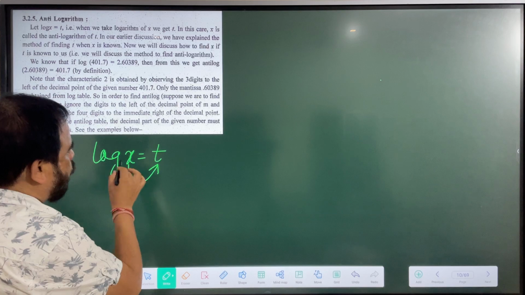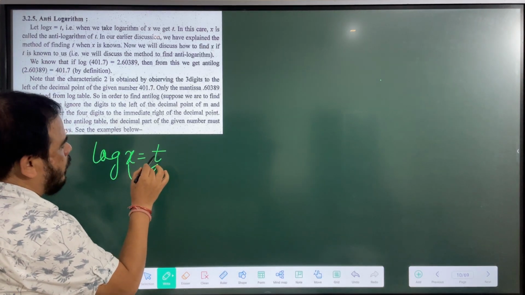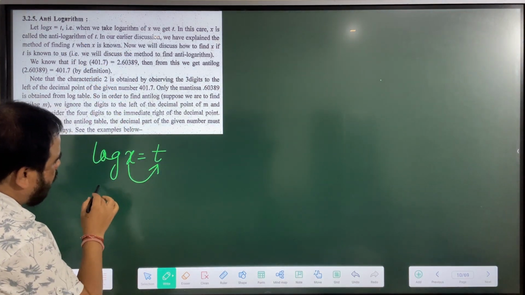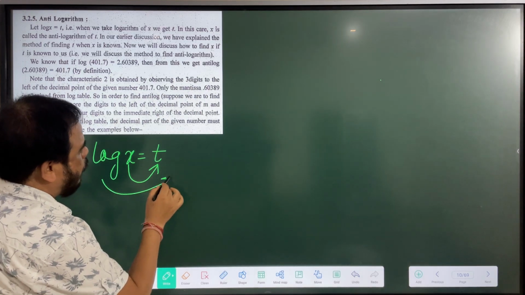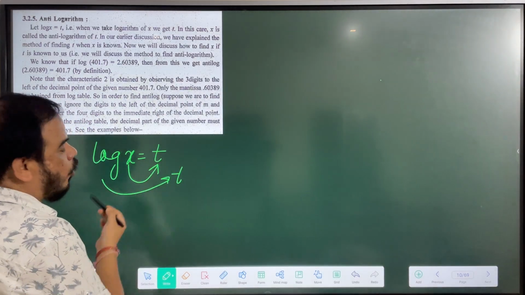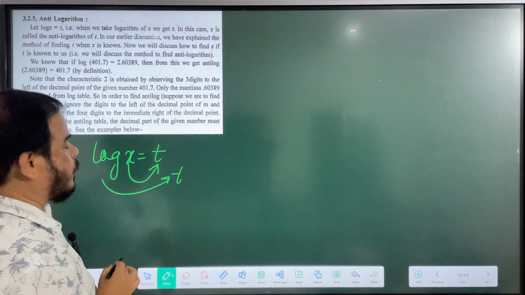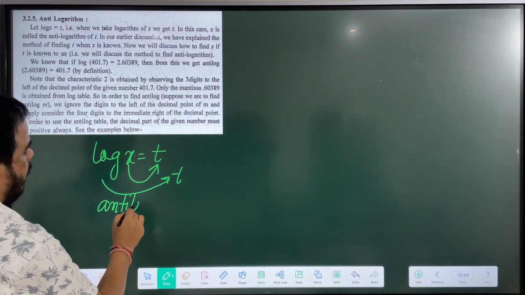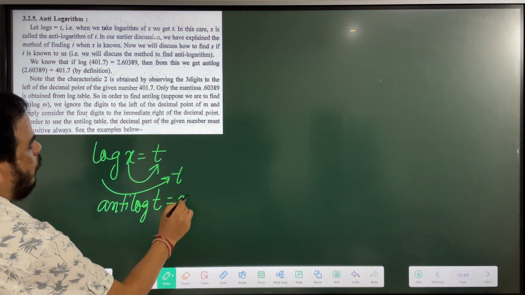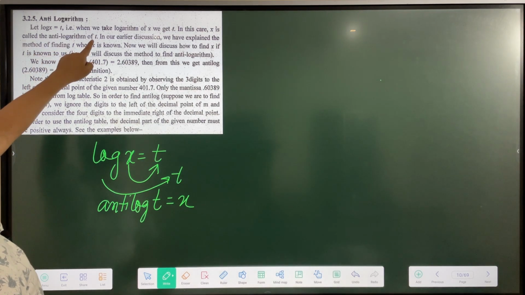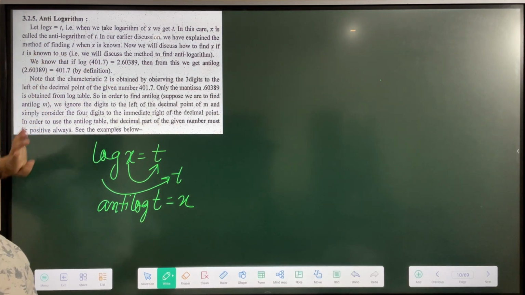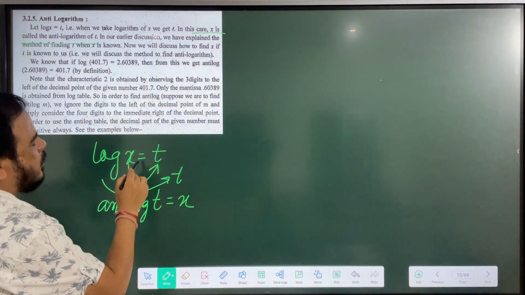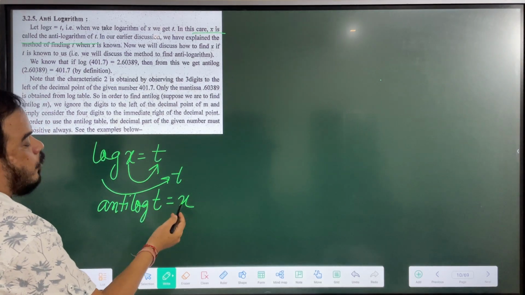So how do we read this one? Log of x equals t. If we read it in the opposite direction, then we read it as anti-log. Anti-log of t is equal to x. X is called the anti-log of t. Just opposite. Log of x equals t, so anti-log of t equals x.